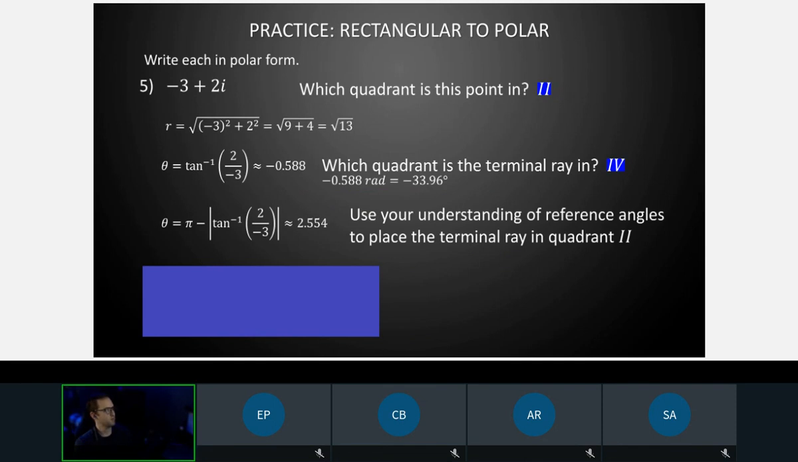So negative 0.588 plus pi, you hit enter, and you get 2.554. So again, we did Emily's way of understanding this and reduced the number of steps by just taking this and adding pi to it to do a half rotation from quadrant 4 to quadrant 2, which is where we want to be. And that puts us at 2.554.